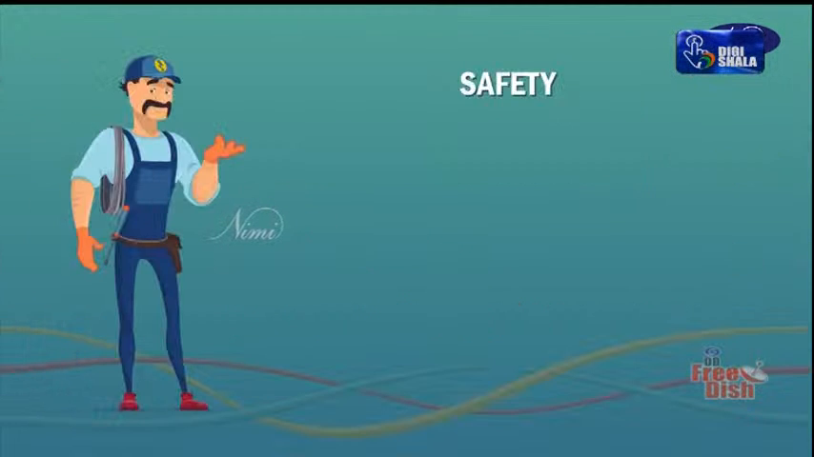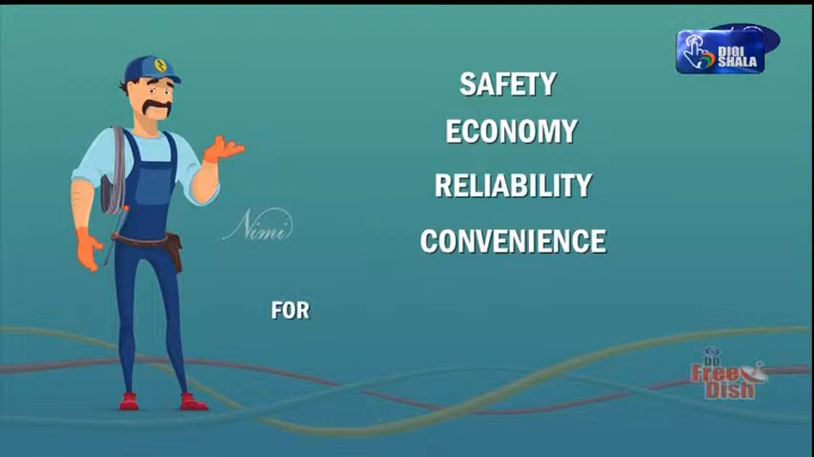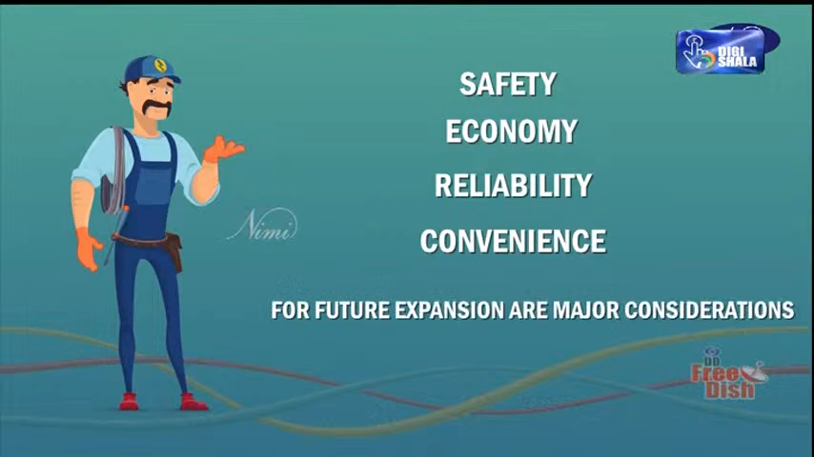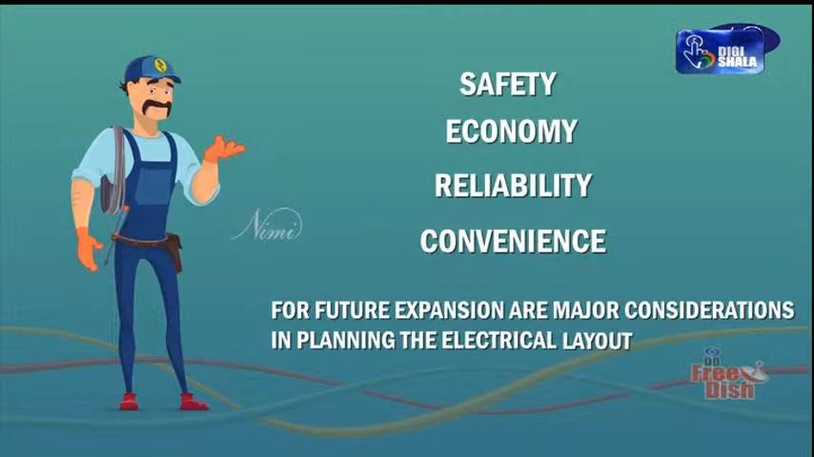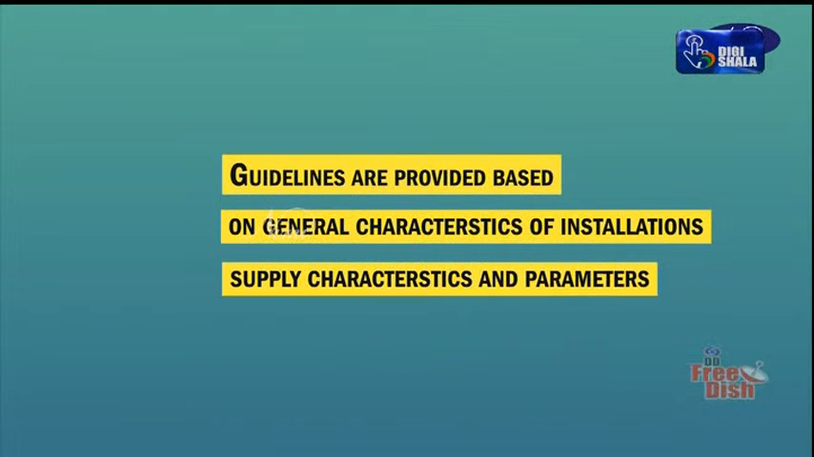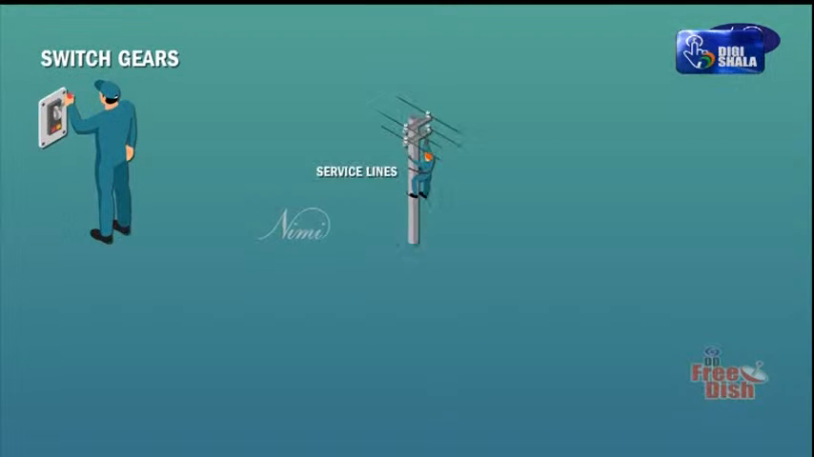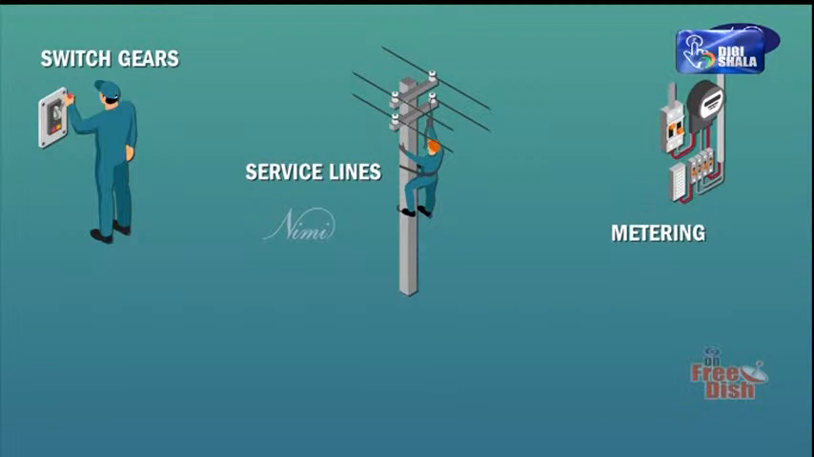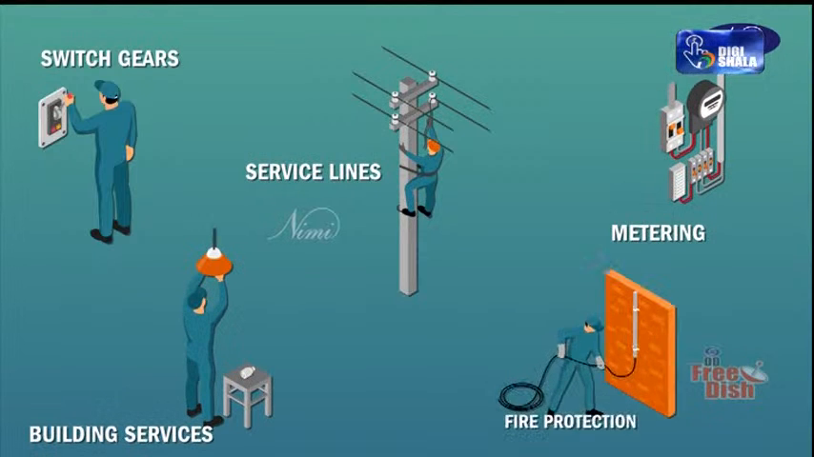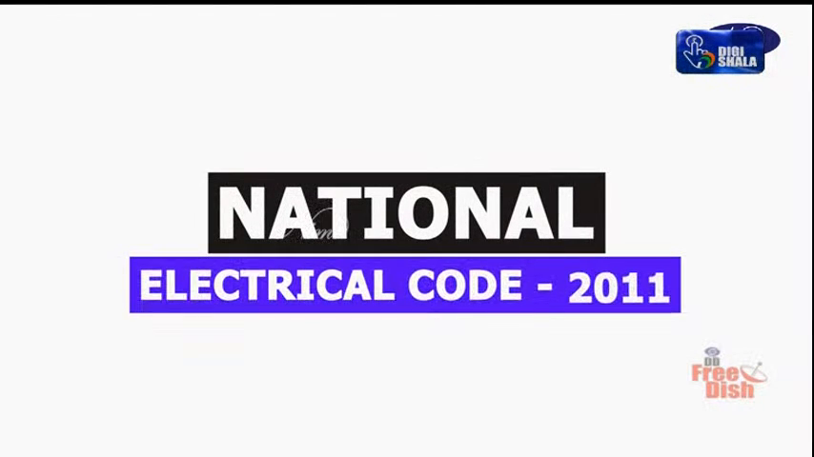Generally, safety, economy, reliability, convenience as well as the provision for future expansion are the major considerations while considering the electrical layout. Generally, NEC guidelines are provided based on the installation characteristics, supply characteristics and parameters. And it also covers the switchgear for control and protection, supply lines, earthing, metering, services, fire protection and miscellaneous also considered on this. National Electrical Code 2011.